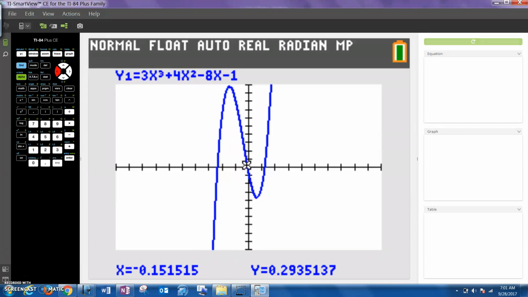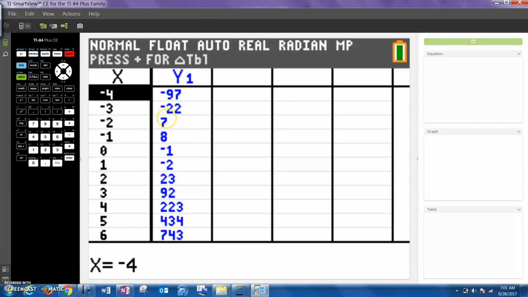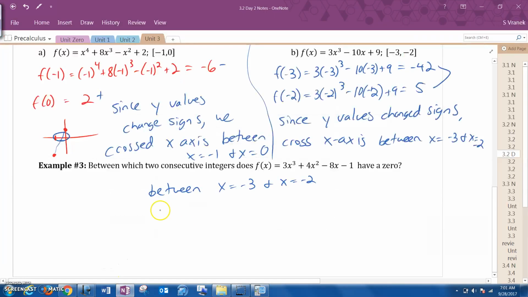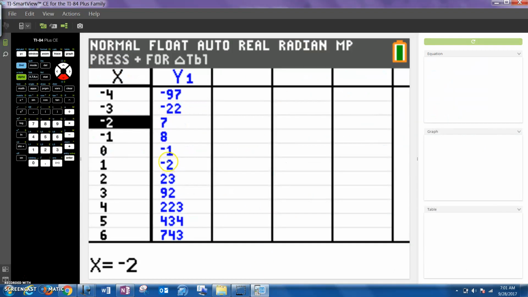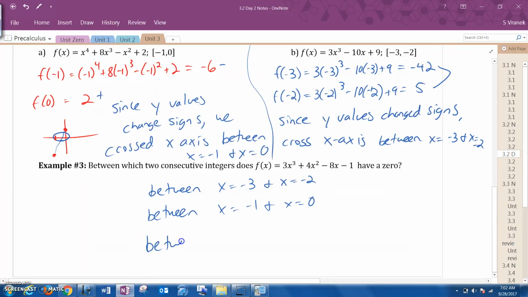You can check, because you were negative here at 0, but then at 1, if you look at your table, actually it's probably easier to look at the table. When do the y values switch signs? Between negative 3 and negative 2, the y values switch signs. Between negative 1 and 0, they switch signs. So we could say between x equals negative 1 and x equals 0. And then if we look again, we're negative, and then it goes back to positive between 1 and 2. So x equals 1 and x equals 2.